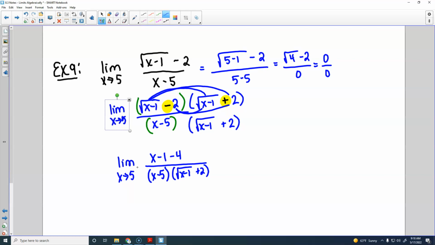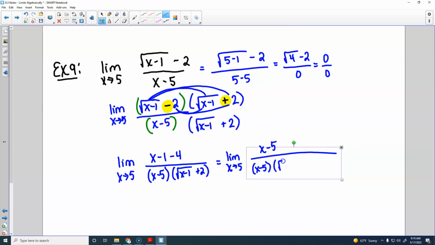So we got the limit as x approaches 5 of x minus 1 minus 4 over x minus 5 times square root of x minus 1 plus 2. Right? You guys should be able to see what's going to happen right here when we put that negative 1 and negative 4 together. What do we get? Negative 5. What's going to happen with it? It's going to cancel with this in the denominator. I'm going to write that step, but if you skip over it for me, that's okay with me too. So we would have x minus 5 in the top. And we would cancel the x minus 5 there.